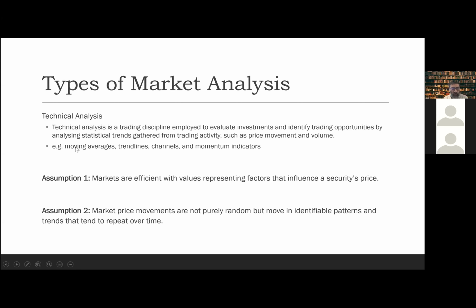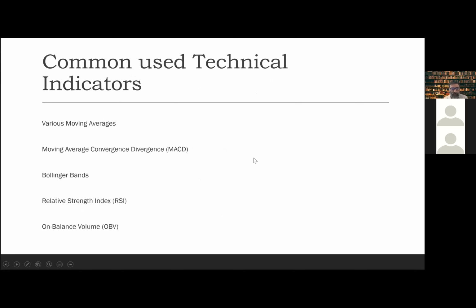So for that, you do a lot of indicator calculations, and many of these indicators are some sort of moving averages, trend lines, channels, and momentum indicators. So I'll give you an example of a few famous indicators. Moving averages, moving average convergence divergence, MACD is a very famous one. Bollinger Bands and relative strength index.